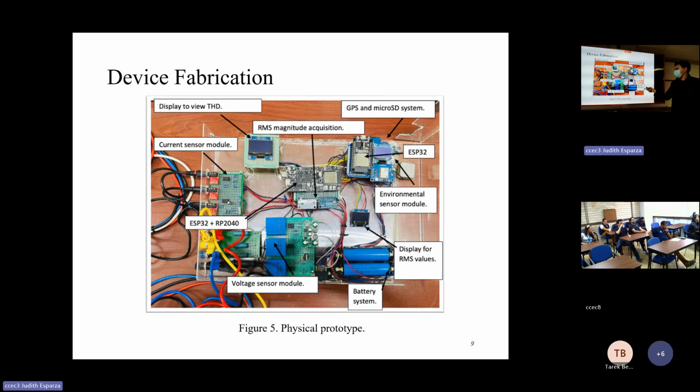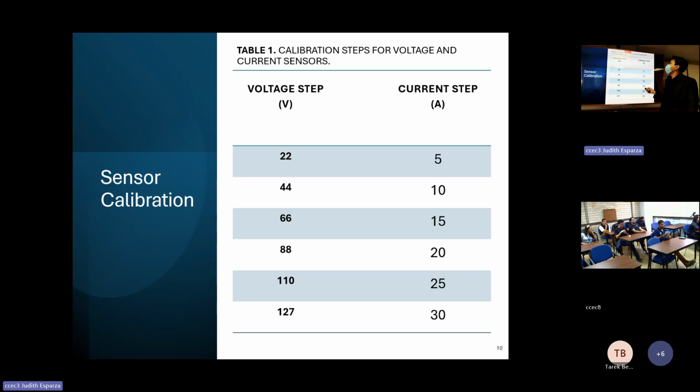And this one is my prototype. This is the voltage sensor module, the current sensor module, the environment sensor module, the GPS, the micro SD system, and my system battery. I use a lithium battery, model 16A15.